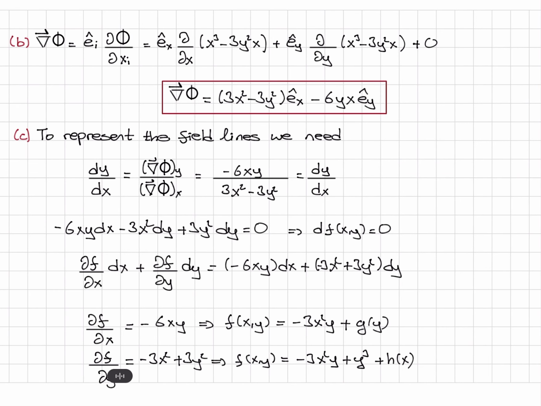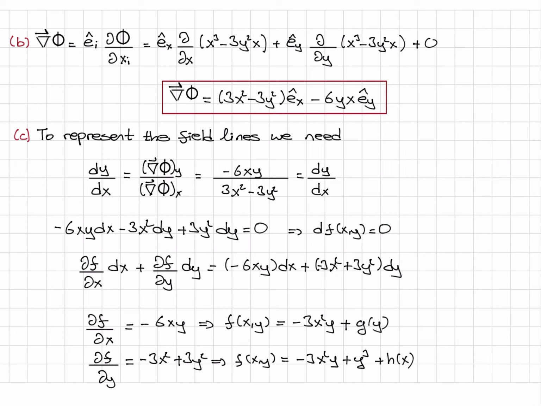So for that function, dy dx, the slope must be equal to gradient of phi y component divided by gradient of phi x component. So writing this and recognizing that the differential form of the function is zero, so the function is equal to a set of constants.